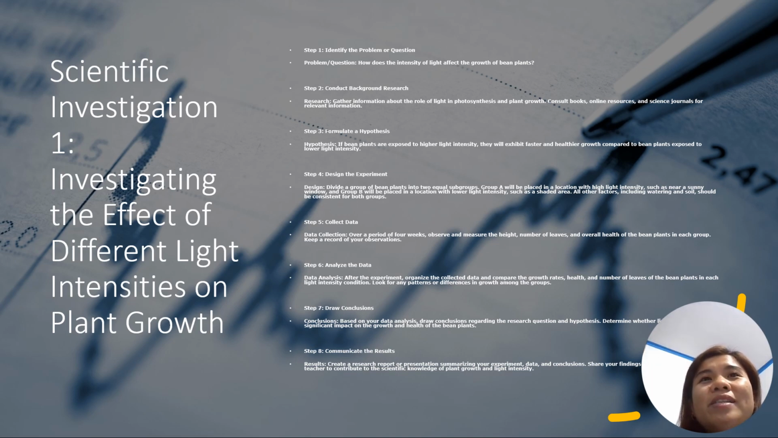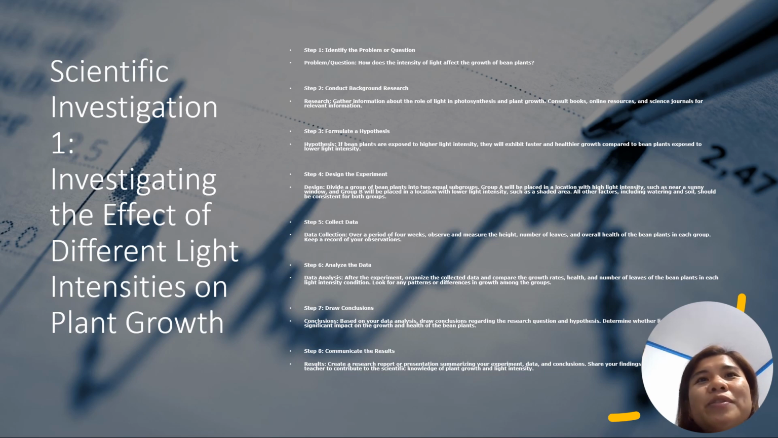Step 3, formulate a hypothesis. Our hypothesis, for example, is: if bean plants, because we specified the type of plant, are exposed to higher light intensity, they will exhibit faster and healthier growth compared to bean plants exposed to lower light intensity. Because we have mentioned intensity, you can use the high and the low intensity. So that's our step 3, formulate a hypothesis.